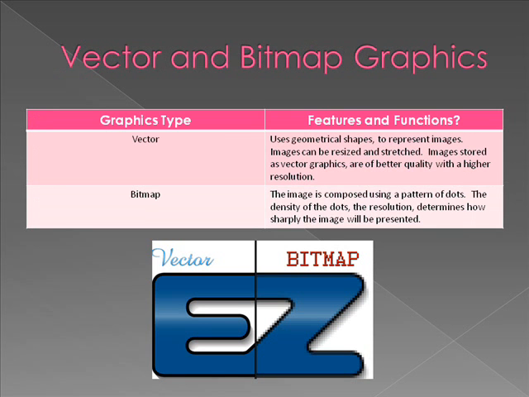Graphics can generally be categorized into two types of file. These are vector and bitmap. Vector graphics use a series of geometrical shapes to represent images. This means that images can be easily resized and stretched. Therefore, because of the use of geometrical shapes, the graphics are of higher quality and resolution. Bitmap graphics use a pattern of dots to form images. The density of dots, known as the resolution, determines the quality of the image presented. The image here shows how vector graphics and bitmap graphics can vary greatly, and that generally vector graphics produce better images.